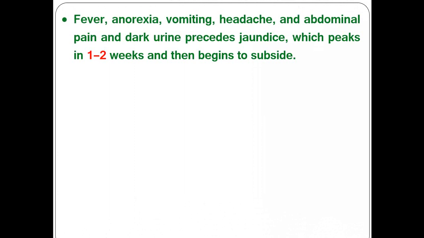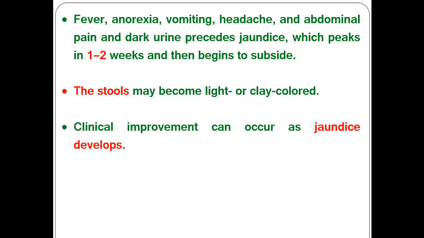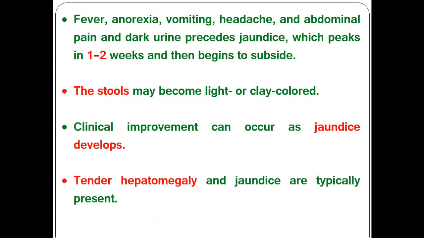The non-specific symptoms, as we say, and dark urine precede the jaundice, which peaks in 1 to 2 weeks and then begins to subside. So 1 to 2 weeks is the period of symptomatology in hepatitis A virus infection. We say the stool may become light or clay colored with dark urine, and clinical improvement can occur as the jaundice develops. A tender hepatomegaly and jaundice are typically present. So when there is jaundice, there is always a tender hepatomegaly. And splenomegaly is variable.